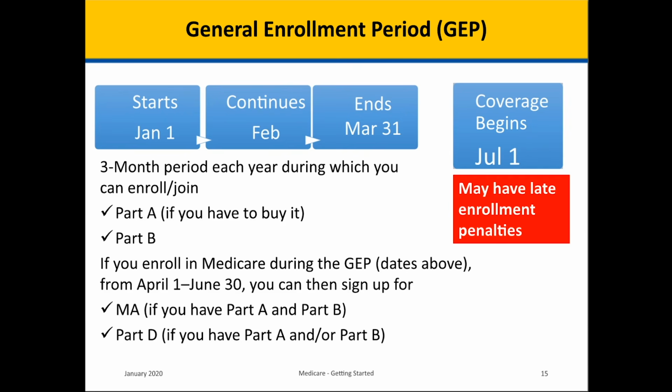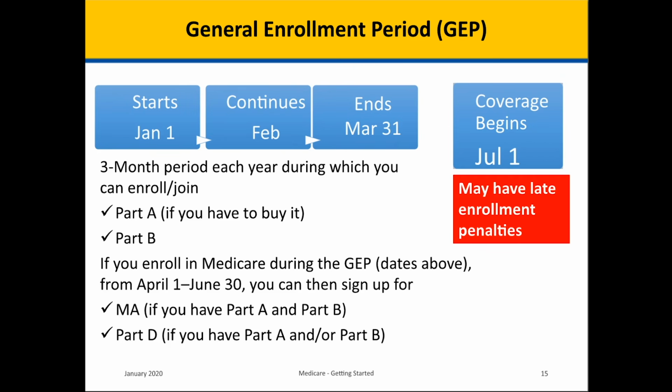You can then enroll only during a GEP or a general enrollment period. The GEP occurs each year. It begins January 1st and ends March 31st. If you enroll in the GEP, your coverage will start on July 1st of that same year. In addition, if more than 12 months have passed since you turned 65, you'll likely have to pay a lifetime late enrollment penalty that's added to your monthly Part B premium.